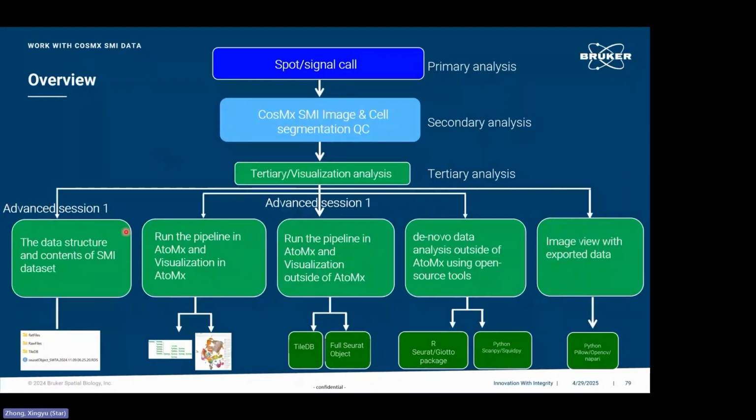So now we have finished the data structure and contents of the SMI dataset. My colleague also covered running the pipeline in CosMx and visualization in CosMx. Next I will take a few minutes to go through running the pipeline in CosMx and visualization outside of CosMx. After you know this data structure and contents, you want to analyze the data. There are three options.